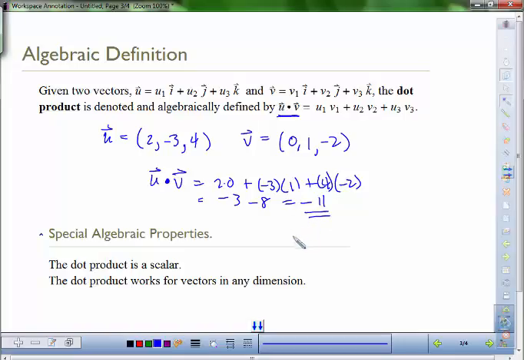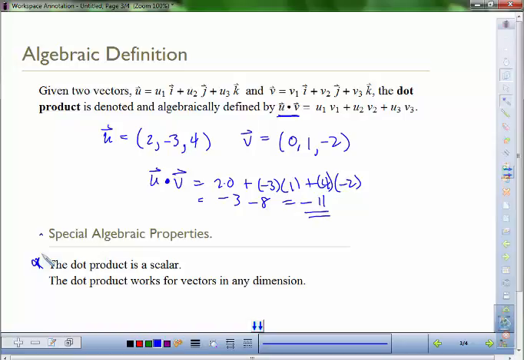Okay, so what do we notice about our answer? It's a scalar, it's a number. So when you take the dot product of two vectors, you transform these two vectors into a scalar, just a number. And we did an example for 3 dimensions. We can also do an example in 2 dimensions that would work out exactly the same way.